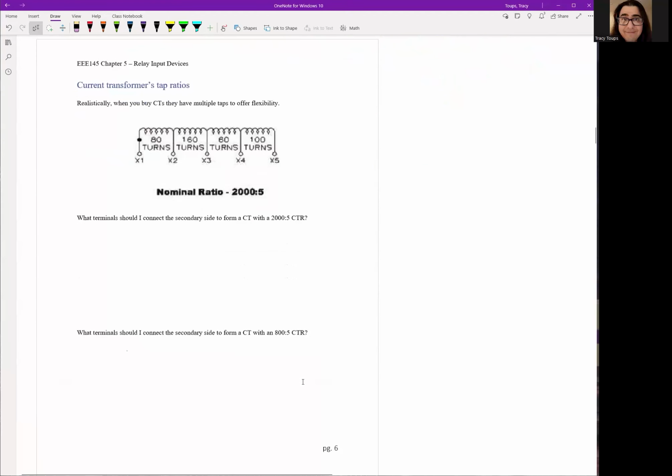Okay, so now let's talk about within the CT, when you're installing them, for ease of use. They have taps on them to change the CT ratio in the field. So if you notice, our nominal ratio is 2005. So this is a 2005 CT ratio if we're using full windings, so if using all the windings.